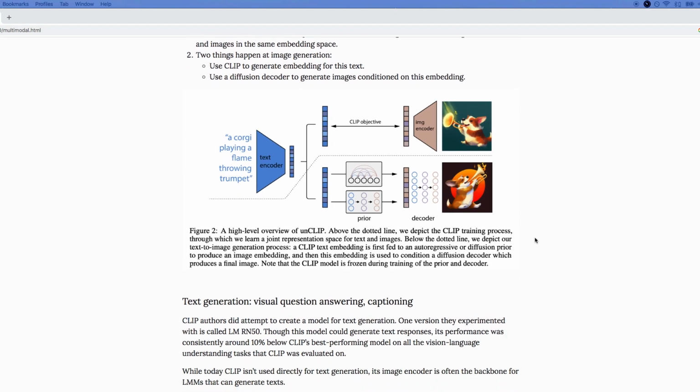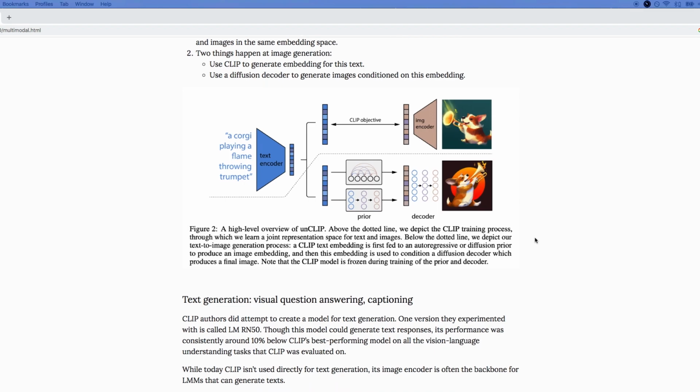Two things happen at image generation. Use CLIP to generate embedding for this text. Use a diffusion decoder to generate images conditioned on this embedding. Text generation, visual question answering, captioning. CLIP authors did attempt to create a model for text.